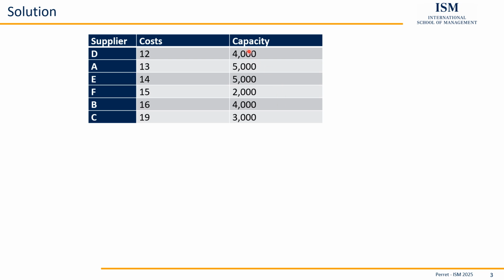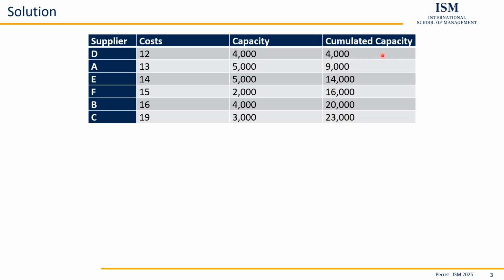Additionally, I still have the capacity of each of the suppliers, and I'm using this to generate one more column where I calculate cumulated capacities. Cumulated capacities means the capacities of this particular supplier and all of the suppliers listed before him. So the 14,000 results from these 3 added up, or to make it easier, take the cumulative capacity from the supplier before and just add the capacity of this supplier. So 9,000 plus 5,000, here 14 plus 2,000, here 16 plus 4,000.